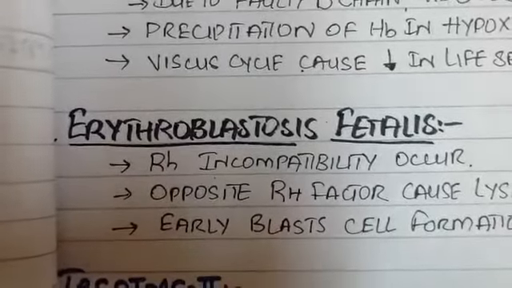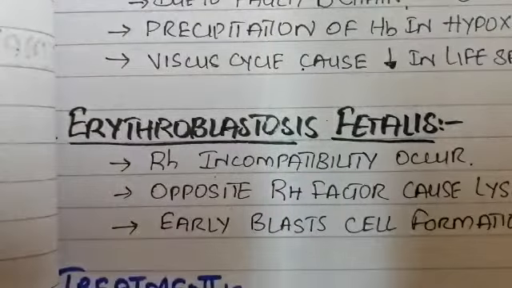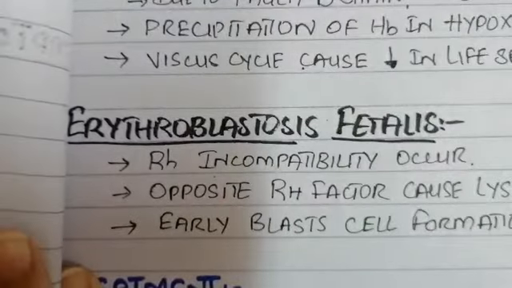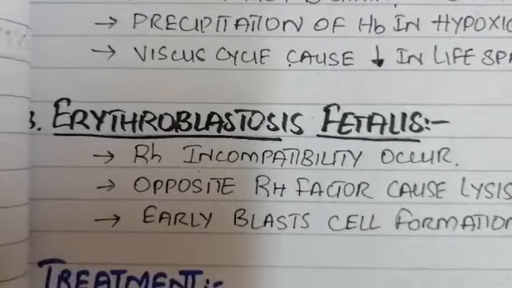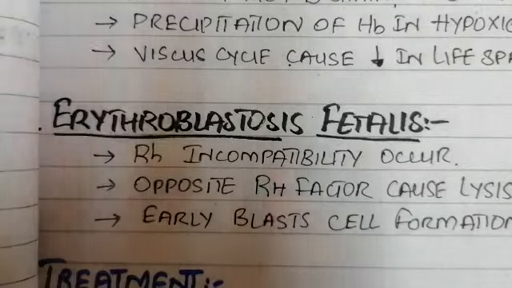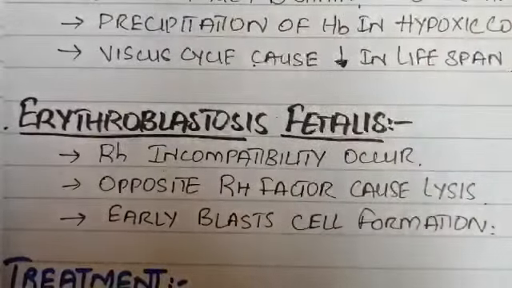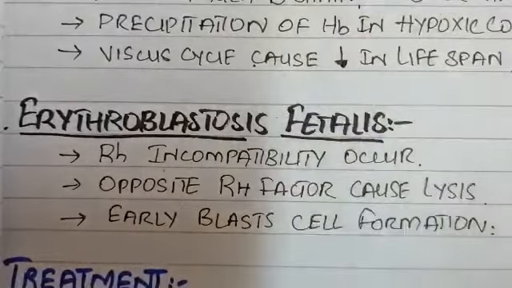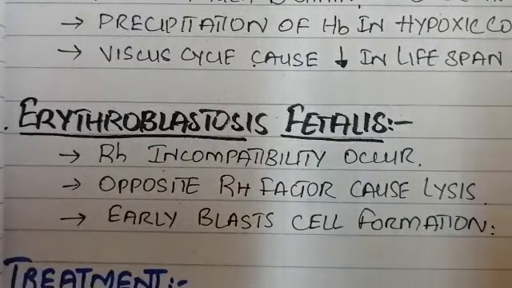Now the last cause of hemolytic anemia is erythroblastosis fetalis. What is erythroblastosis fetalis? It is a condition of Rh incompatibility. In Rh incompatibility, when the Rh group of the mother and the baby are opposite, it causes lysis of the RBCs. In the blood, there will be destruction of more and more RBCs of the fetus. That's why the fetus may abort or it may develop hemolytic anemia.